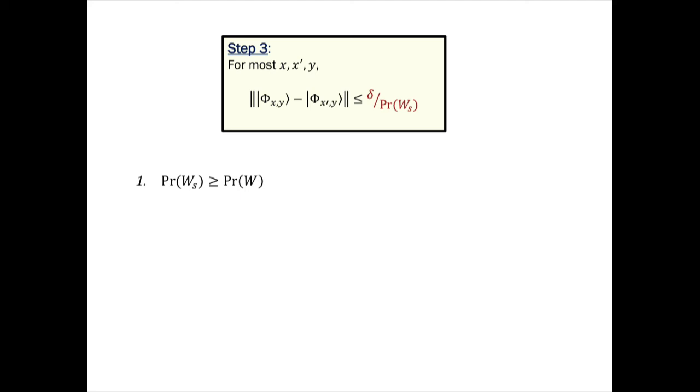Okay. So let's look at this expression and note that the probability of winning some number of coordinates s is always going to be greater than the probability they win all the coordinates. So we have this inequality.